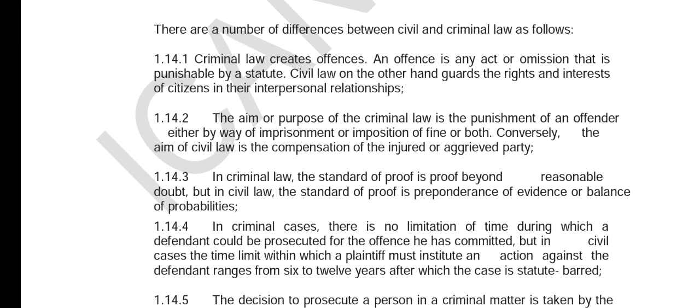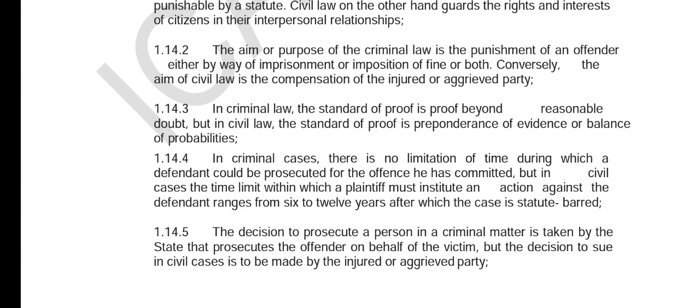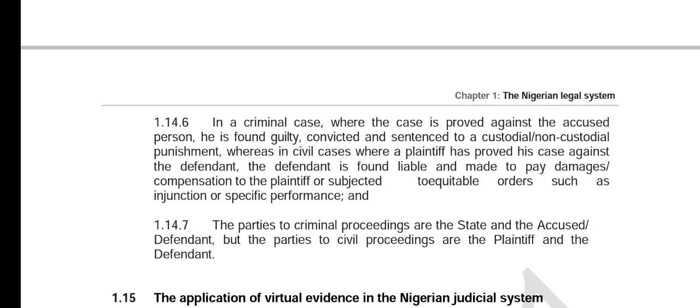The purpose of criminal law is the punishment of an offender, while civil law is just to compensate the aggrieved person by way of damages. In criminal law, for you to win the case, you must prove beyond reasonable doubt, while in civil law, you must tender evidence on the balance of probabilities. In criminal law, there's no limitation of time during which a defendant could be prosecuted, but this is not so for civil law, because you just have between 6 to 12 years, after which the case will be statute barred.